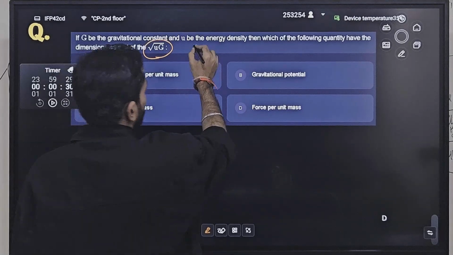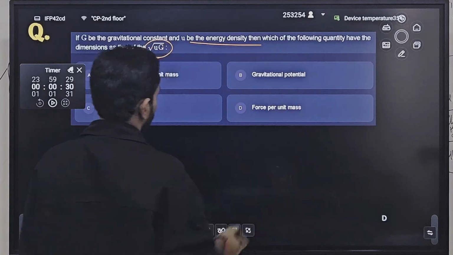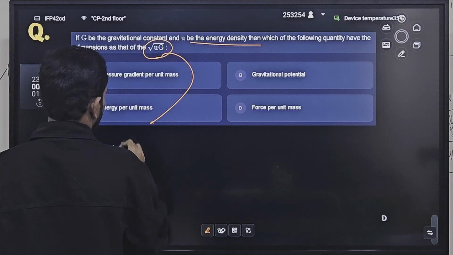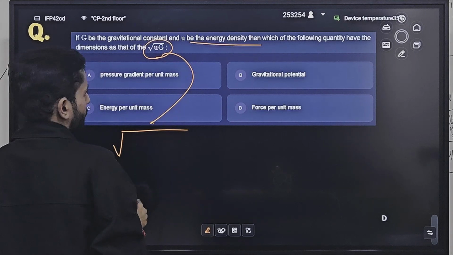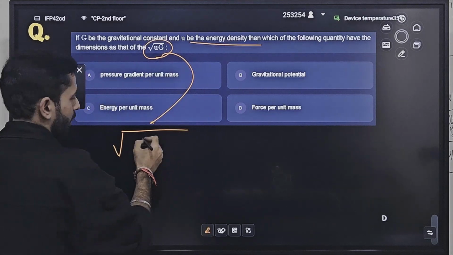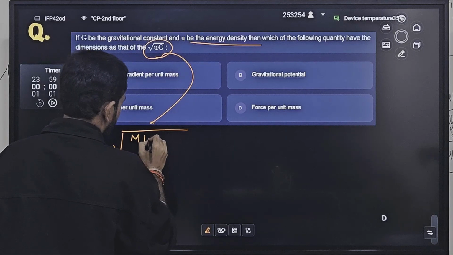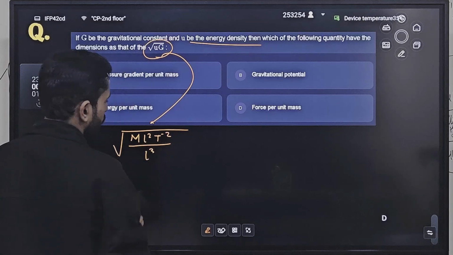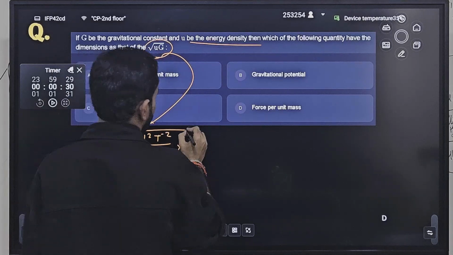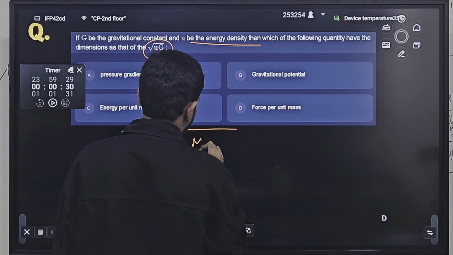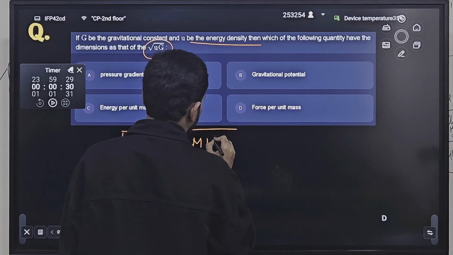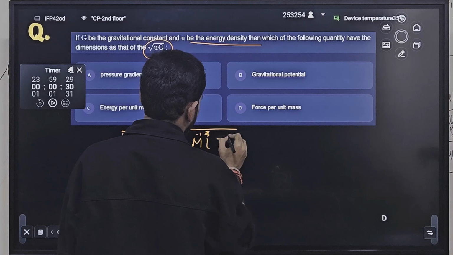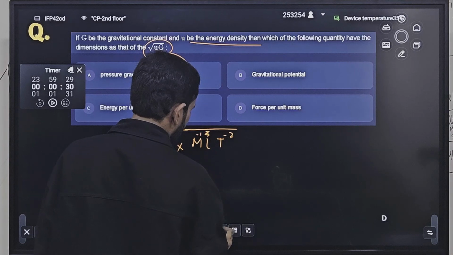Now, what is U? U is the energy density and G is the universal gravitational constant. So, what can you say about this root under U? What is U? Energy per unit volume. Energy density is energy per unit volume. So it is M L square T minus 2 divided by volume L cube, multiplied by the gravitational constant. And what is the gravitational constant? M power minus 1 L cube T power minus 2.